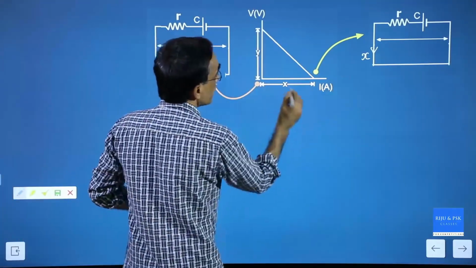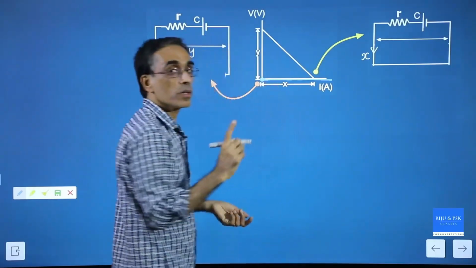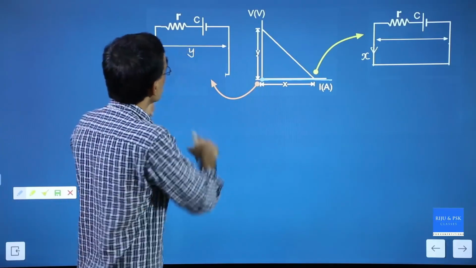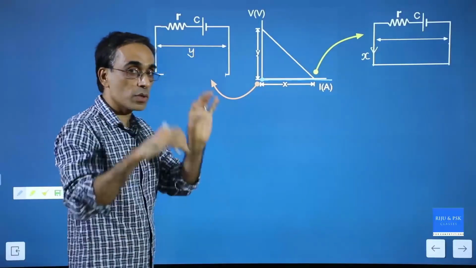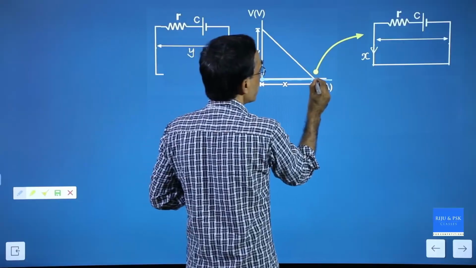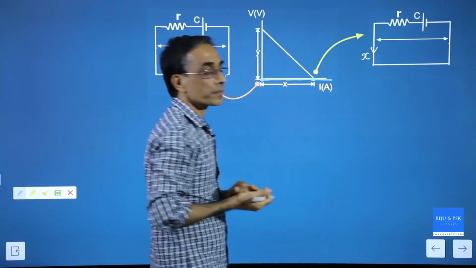Voltage here, current here. When you look at this axis, this point is current 0. In that situation, the circuit will behave like this, even though there is an ammeter and a voltmeter. And here you can see the current is maximum, and then the circuit will appear like this.